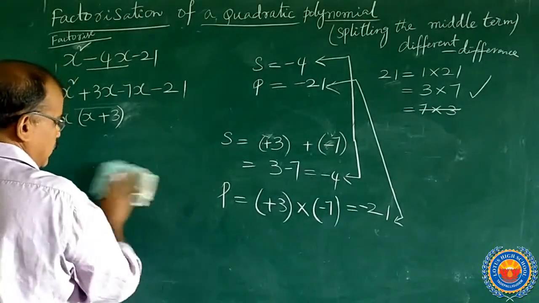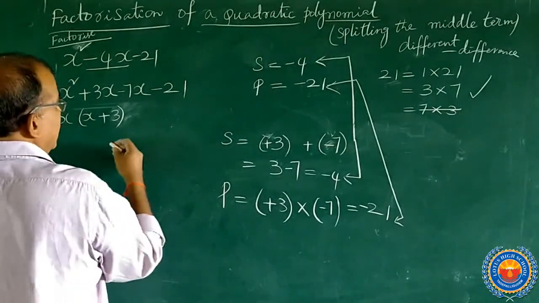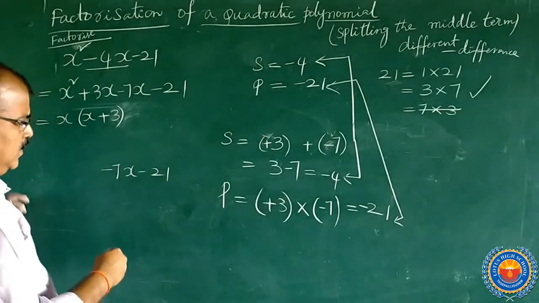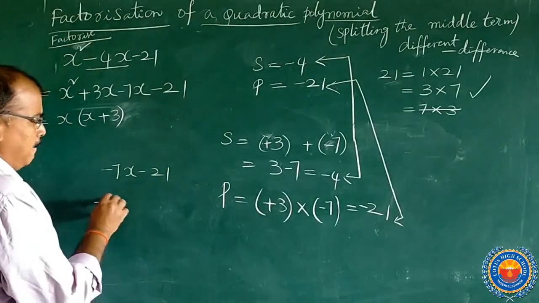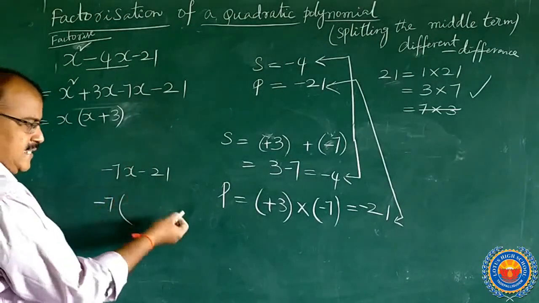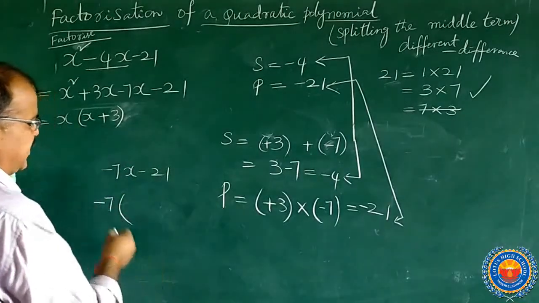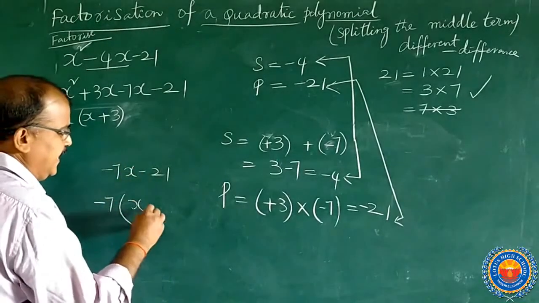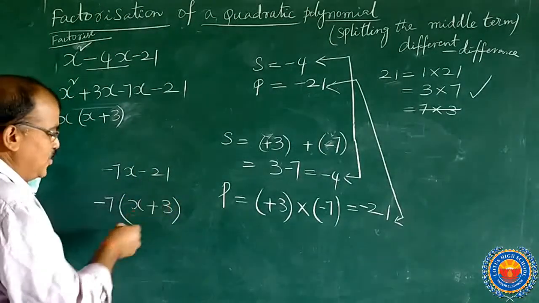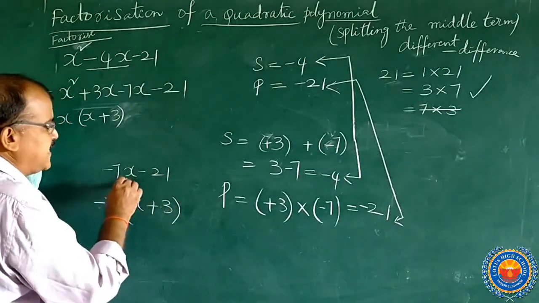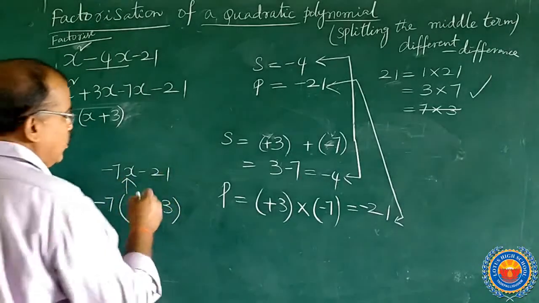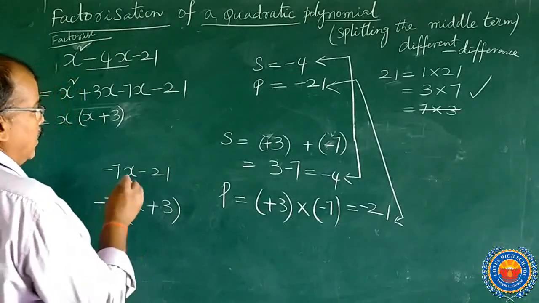Now here, you can do minus 7x, minus 21 also. Here, minus 7 is common. How is minus 7 common? Again, you can go for factorization. Minus 7 is common, here x plus 3. Why is it minus? Here it is plus. So you see, minus 7 into x is minus 7x, and minus 7 into plus 3 is equal to minus 21. Okay.